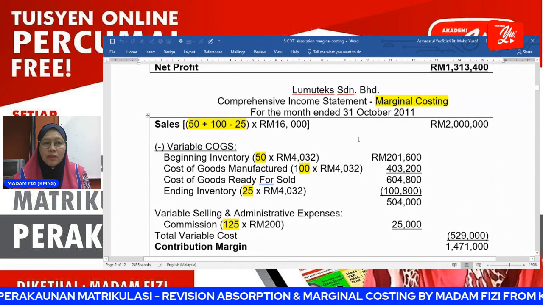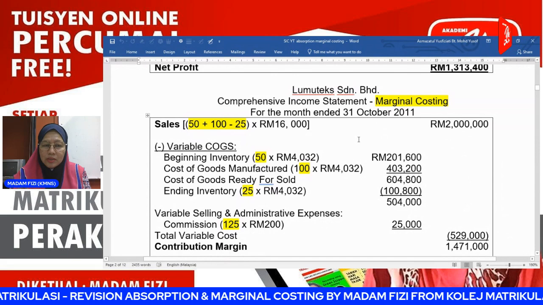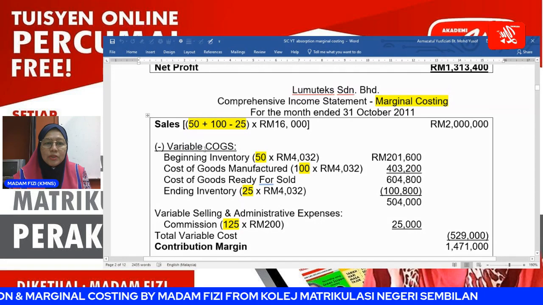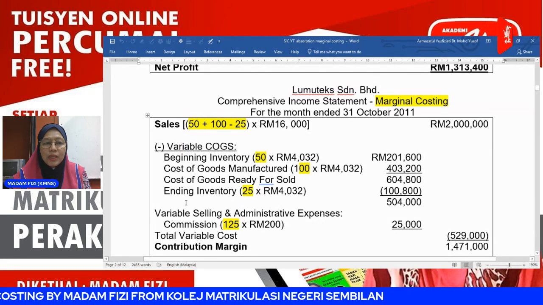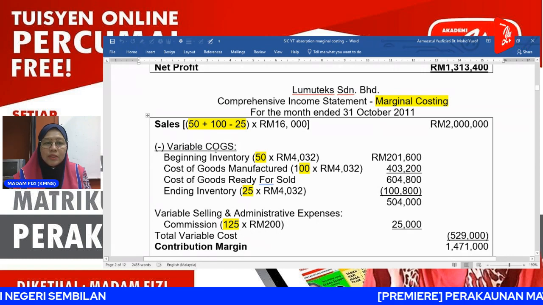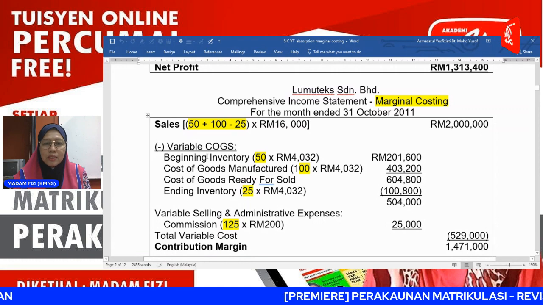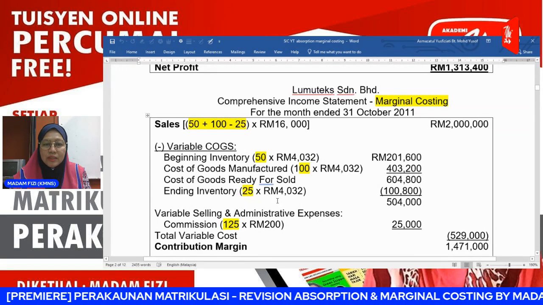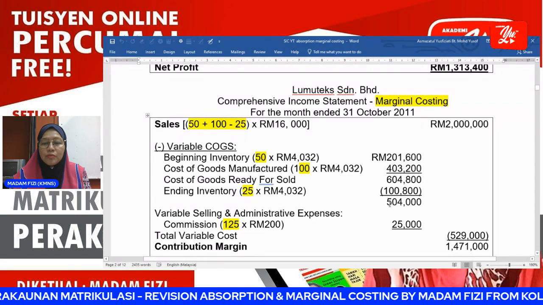Okay, for marginal costing, what is the format? Sales minus variable cost. The variable costs include variable cost of goods sold and variable selling and administrative expenses. Now we calculate the variable cost of goods sold first. So beginning inventory plus cost of goods manufactured minus ending inventory equals to 504,000.